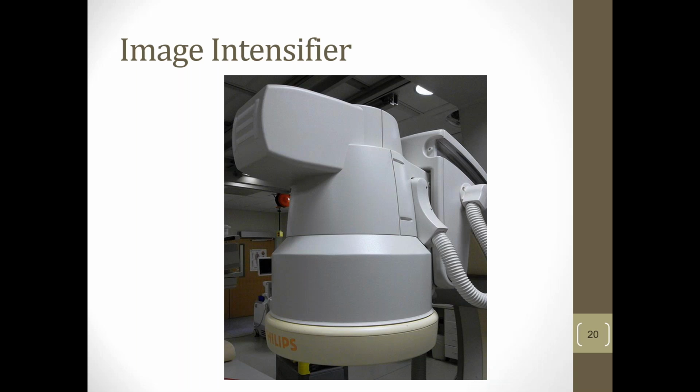Basically what happens is you'll have the patient down below here, and then you'll have the table, of course, and then you'll have the x-ray tube. The x-rays will go through the table, go through the patient, and then hit the entrance of this image intensifier. Now, this is 100% analog, and this is what they would have been using clear back to the very early days of the development of the technology.